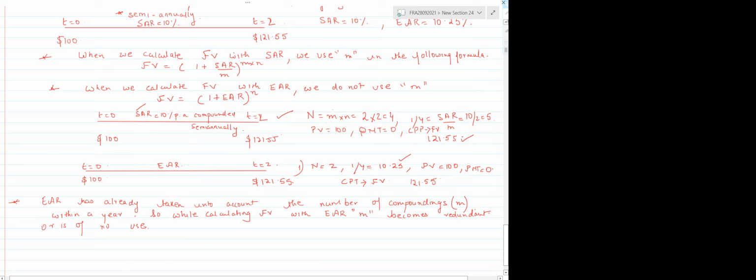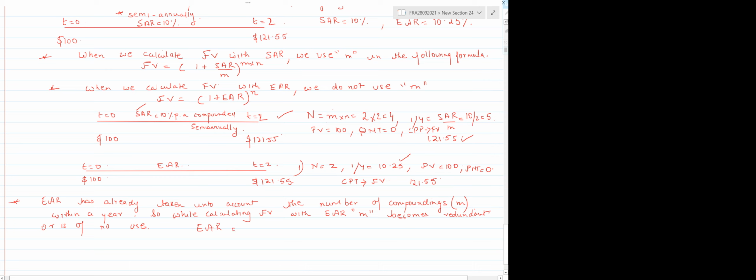Guys, are we good here? Any doubt, please ask me. This is an important point. You won't find this point in any book that you read on time value of money, or any book that you would read on CFA L1. Any doubt? No doubts.